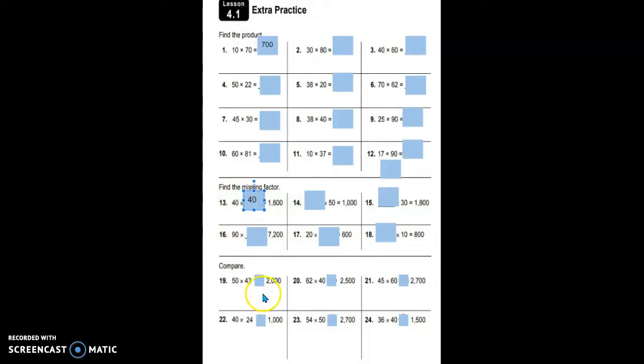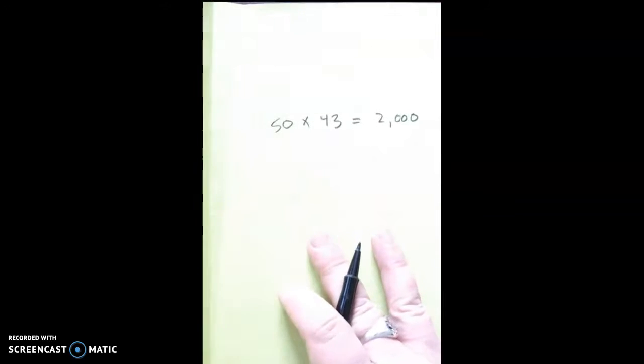Alright, down here, I'm going to compare. I'm going to figure out, is this greater than, less than, or equal? So my first problem that I have is 50 times 43. Is that greater than, or less than, or equal to 2,000? So let's go to my scrap piece of paper where I have it written out.